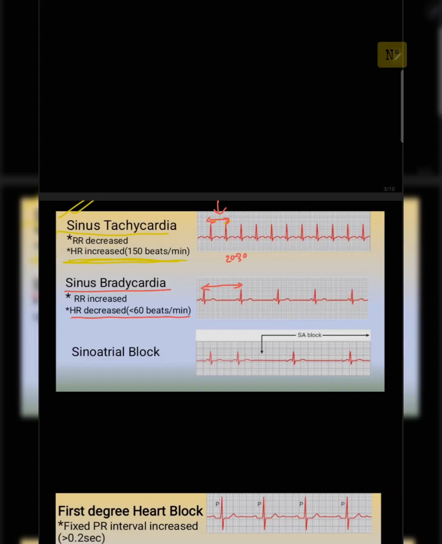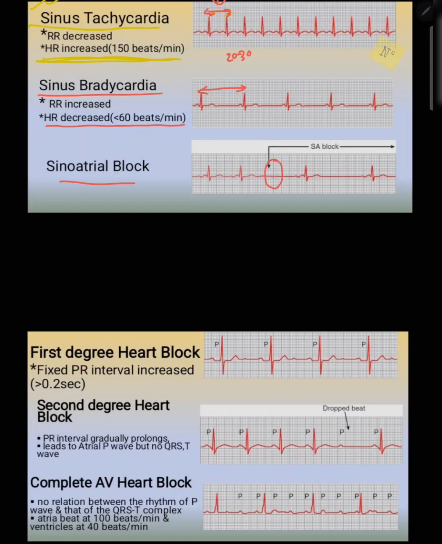Sinoatrial block is a point in which there will be a missing PQRS complex. That means the sinoatrial node will miss one impulse, so there won't be any depolarization or propagation of the impulses, and there will be an absent cardiac event.